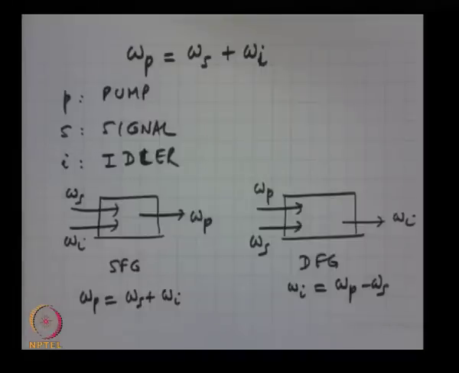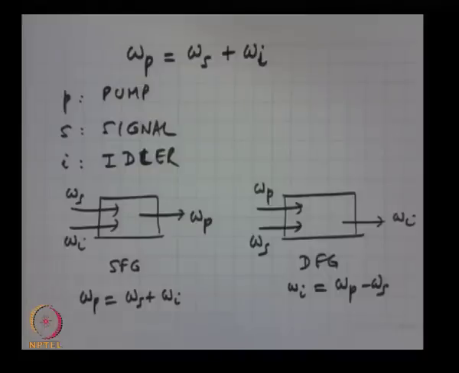Otherwise, what will happen is, if I give you omega 1 and omega 2, if I generate difference frequency, I must call it omega d. If I generate sum frequency, I must call it omega s, etc., etc. So, just to avoid this confusion, the three frequencies which you will consider are always related through this equation: omega p is equal to omega s plus omega i.